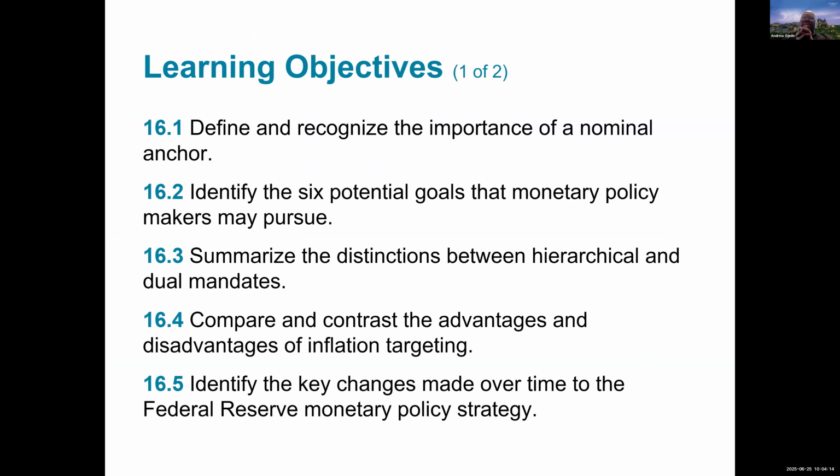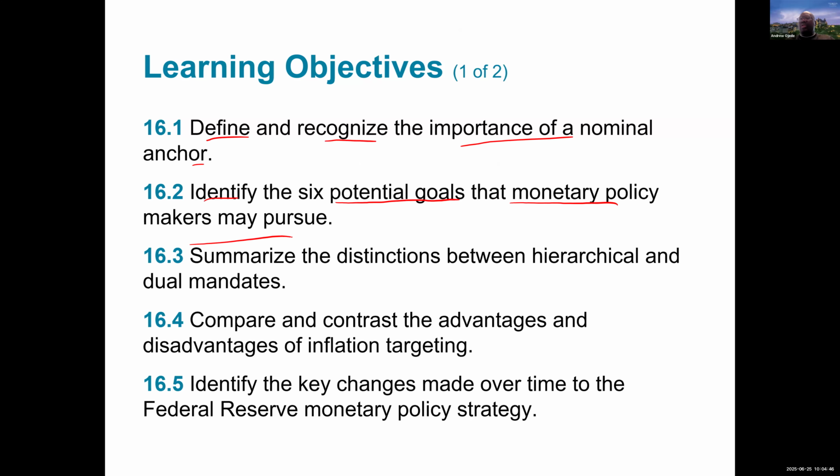Okay, so the learning objectives here, we're going to define and recognize the importance of what we call a nominal anchor. Okay, I'm going to define that. A nominal anchor is going to be some economic variable like a money supply that ties the price level to achieve the price stability goal. We're also going to identify the 6 potential goals of monetary policy that monetary policy makers like the Federal Reserve may pursue.